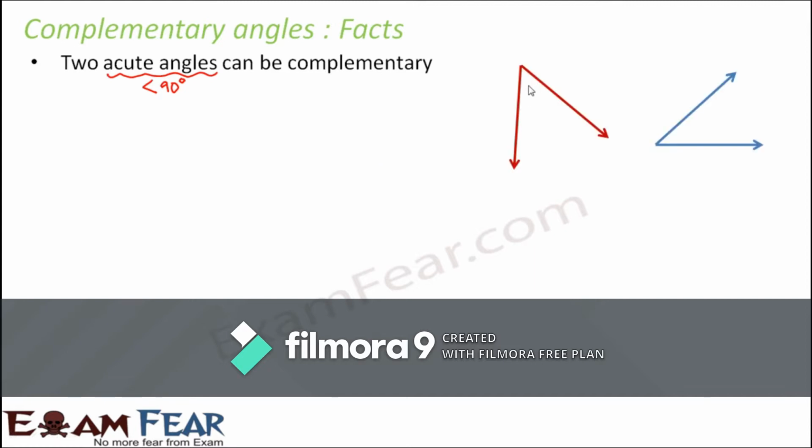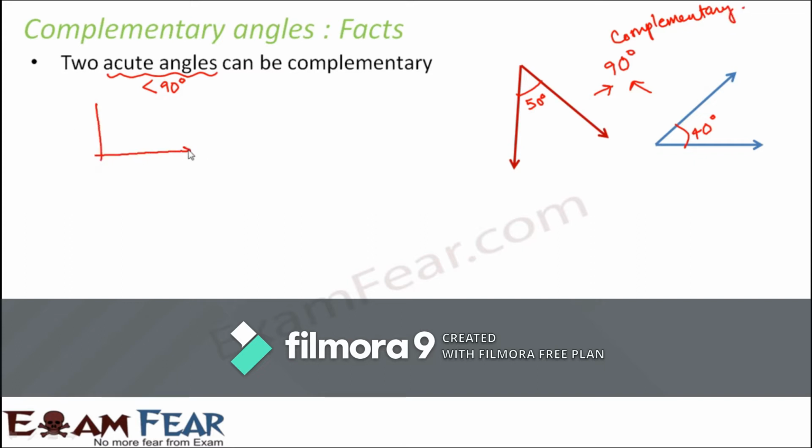Let us look at these examples. Let's say this is one angle which is maybe 50 degrees. This is another angle which is 40 degrees. So when you sum them up, it is 90 degrees. These two together make 90 degrees. Therefore, these two are definitely complementary. So yes, two acute angles can be complementary.